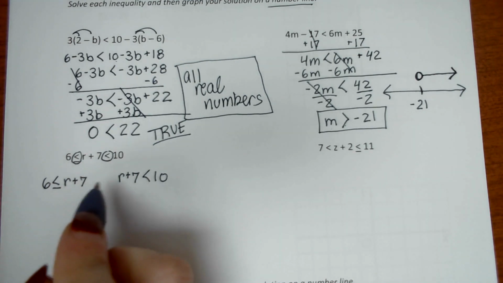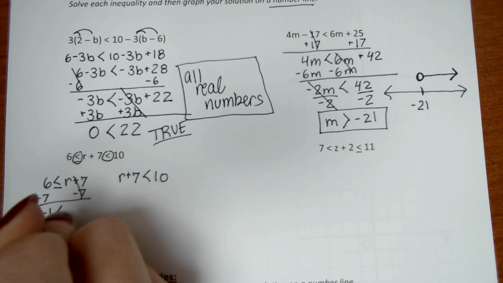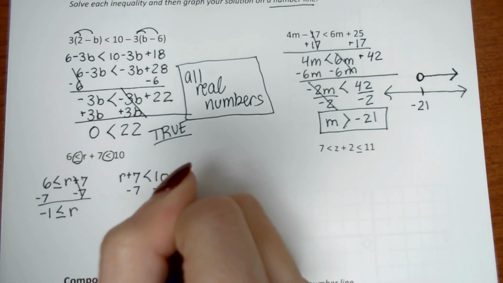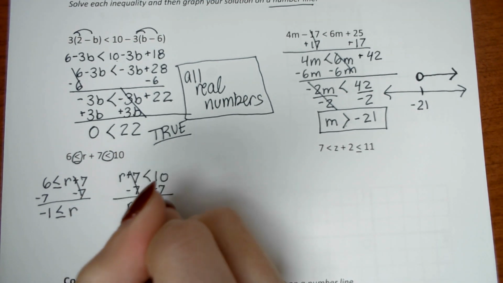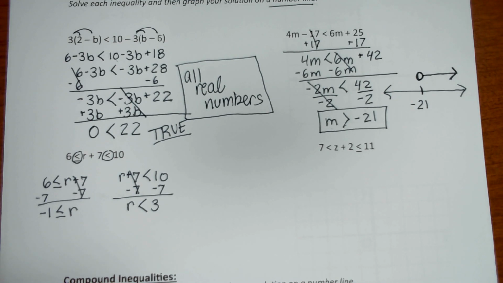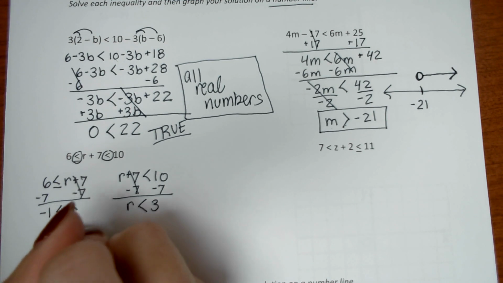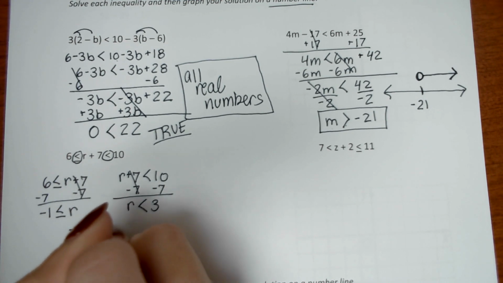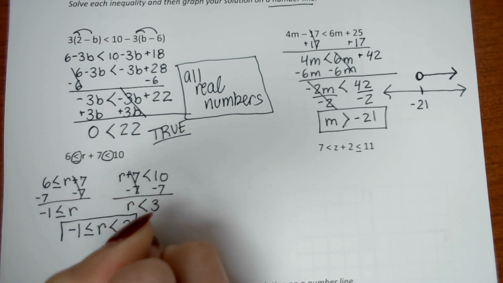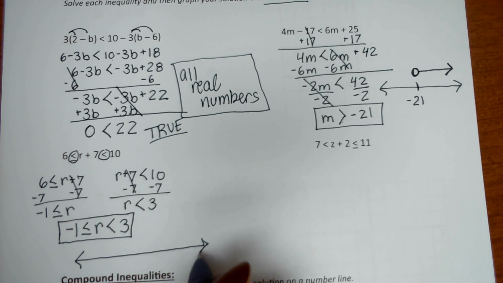Now we solve for r on both sides. So minus 7. So we get -1 is less than or equal to r, and then -7 on this side, r is less than 3. Now, if it's a compound inequality, we want to write it together. So we are going to combine this into -1 is less than or equal to r is less than 3.